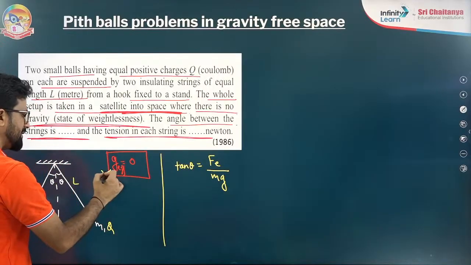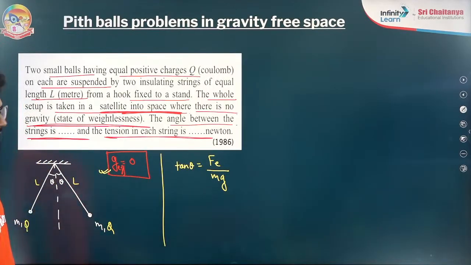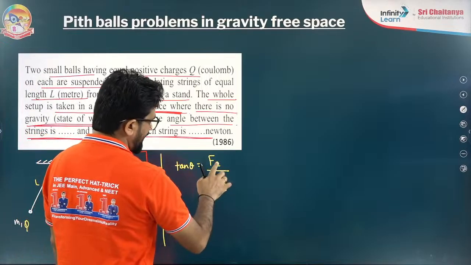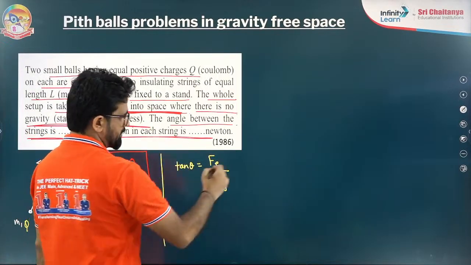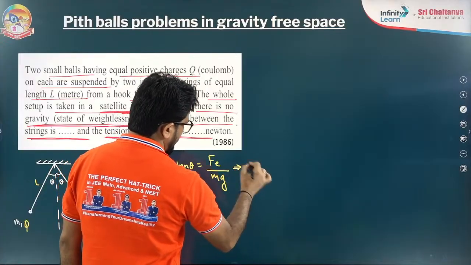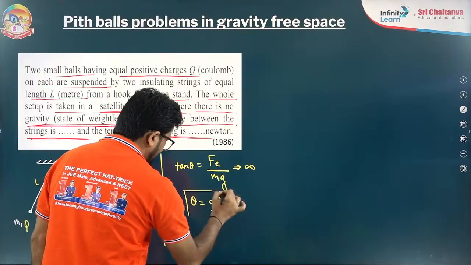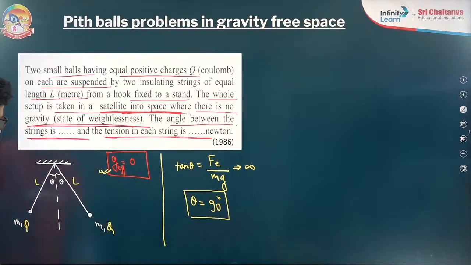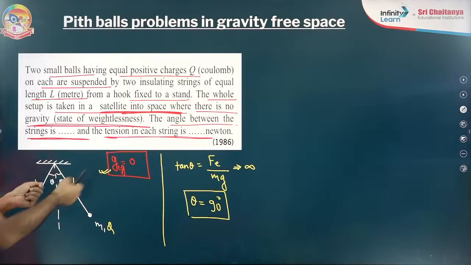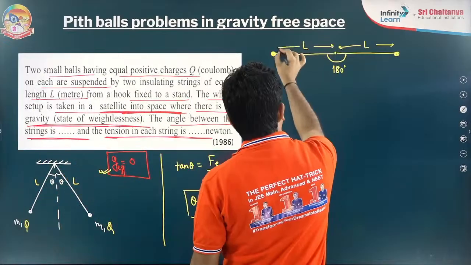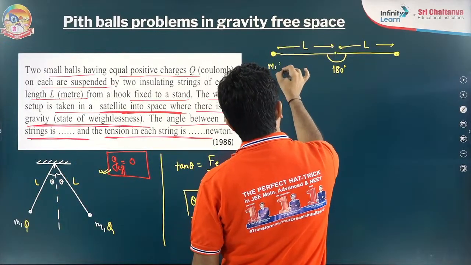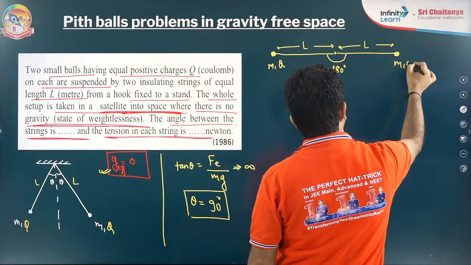But what is this g here? So g is equal to 0. If g equal to 0, that means this term becomes infinite. That means this theta is equal to 90 degree, beta. So this theta is 90 degree. What is the meaning? That means with this dotted line, this becomes perpendicular. Similarly, this string also becomes perpendicular. That means if I draw the picture, this mass is m, charge is q.